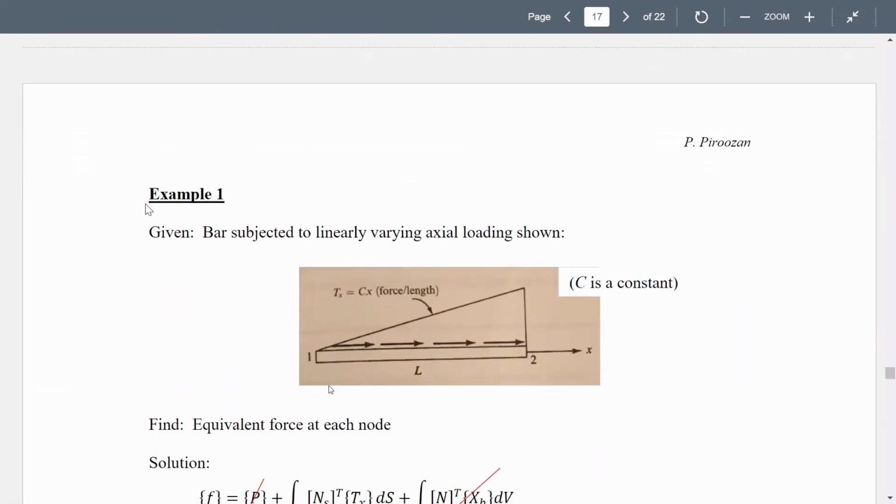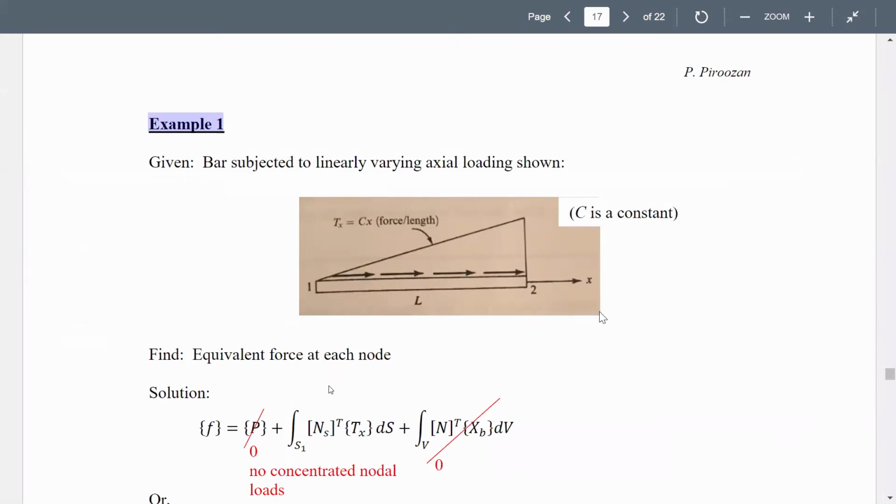Pay attention to this example problem. Example 1, I will do and explain. Example 2, you are going to do yourself by hand. So pay attention to this. If you have questions, you have to let me know, because next time, you are going to do the other one.